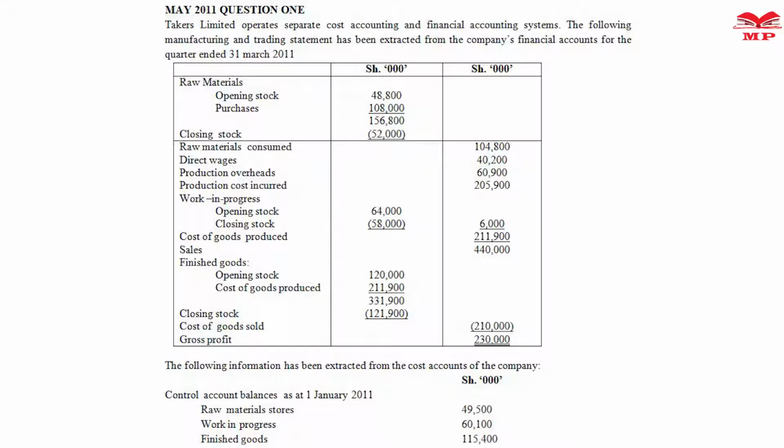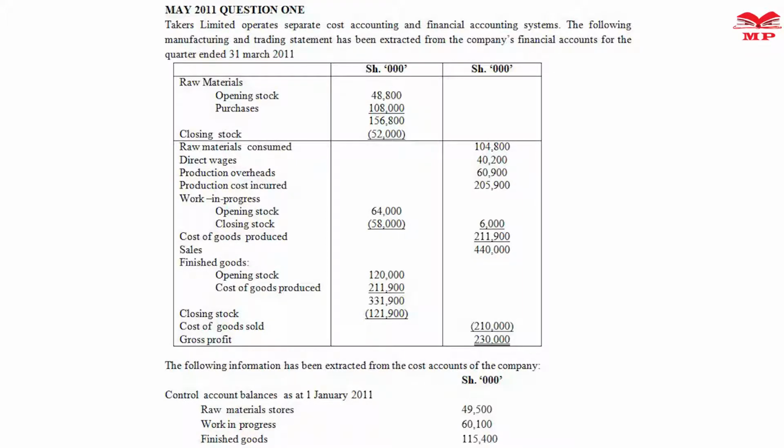Raw materials: opening stock 48,800, purchases 108,000, total 156,800, closing stock 52,000 deducted, raw material consumed 104,800. Direct wages 40,200, production overheads 6,900, production cost incurred 205,900. Work in progress: opening stock 64,000, closing stock 58,000, the difference is 6,000. Cost of goods produced 211,900. Sales 440,000. Finished goods opening stock 120,000.